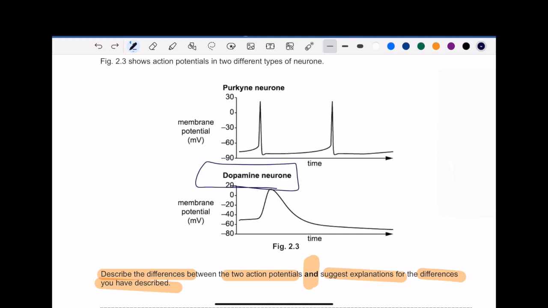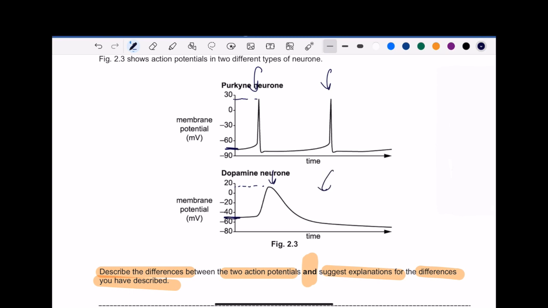So when looking at the two graphs, clearly I can see that there are two peaks. This only has one peak. What else can I see? I'm going to look at the y-axis, and I can see that the peak is around here, whereas the peak is around there. That's one difference. Another thing is about the threshold potential. Threshold potential is different. I can't see any refractory period in the dopamine neuron, whereas I can see it in the Purkinje neuron.